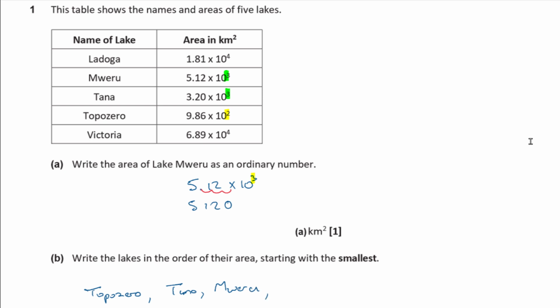Okay, and then I've got 2 lakes whose areas are of magnitude 10 to the 4, which is in tens of thousands of square kilometers, isn't it? So out of Ladoga and Victoria, you can see Ladoga's got 1.81 and Victoria's got 6.89. So Ladoga is the smaller of the 2 and Victoria is the largest. Ladoga next, and then Victoria.